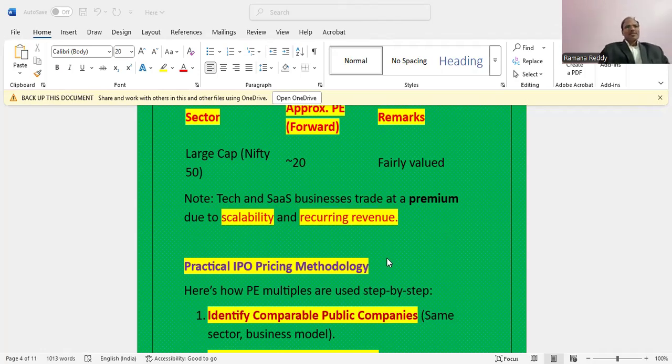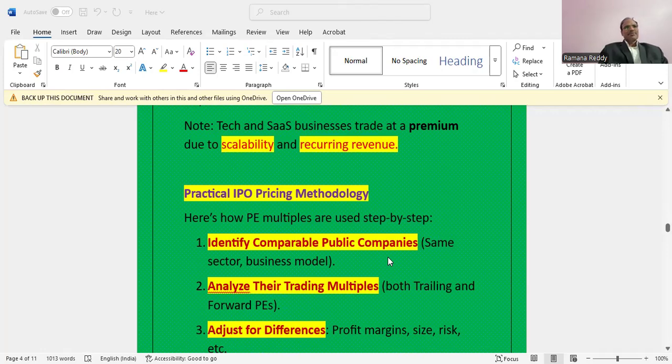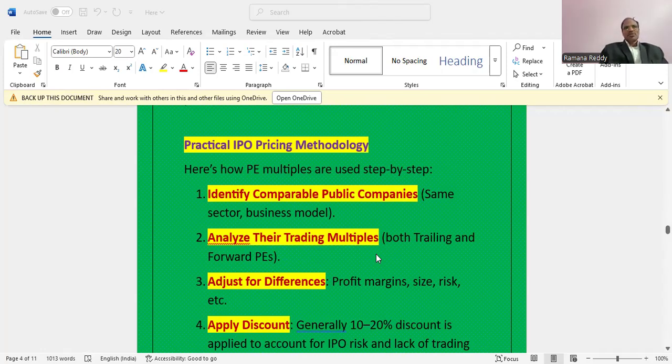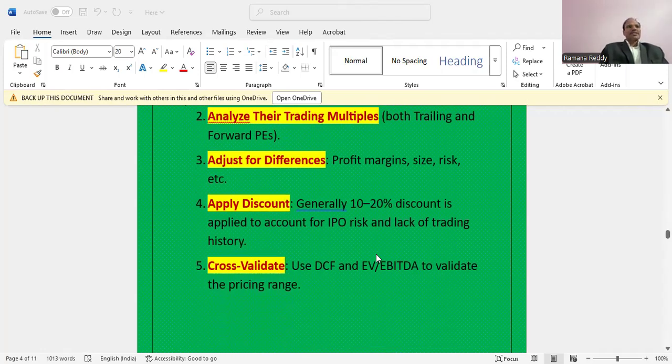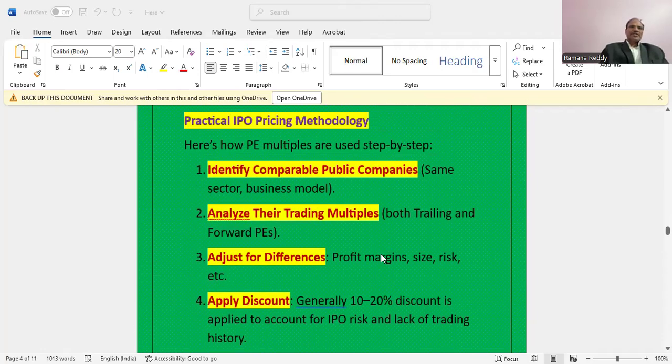Practical IPO pricing methodology is how the PE multiples are used. We'll see step by step. First, identify comparable public companies. Then analyze their trading multiples. Then adjust for differences. Then apply discount. Then cross-validate. These are the steps. First one is identify comparable public companies, same sector, business model.